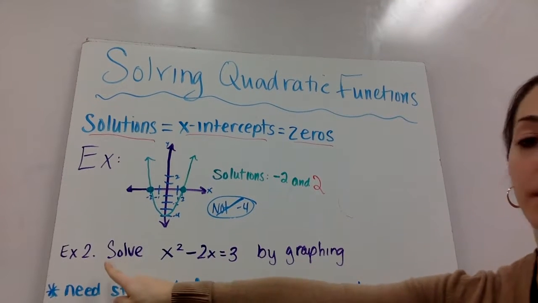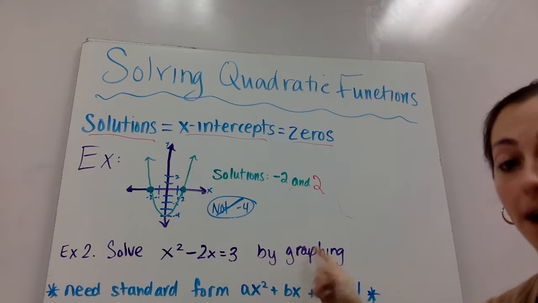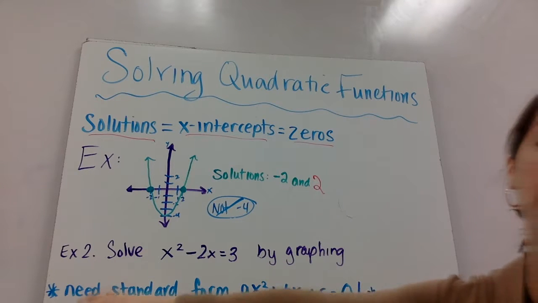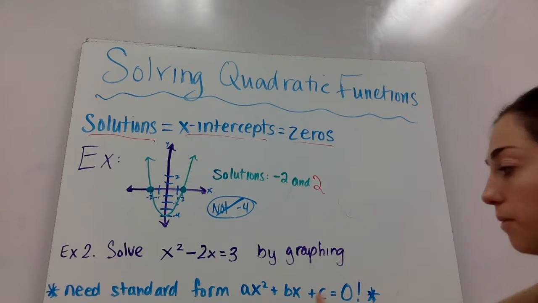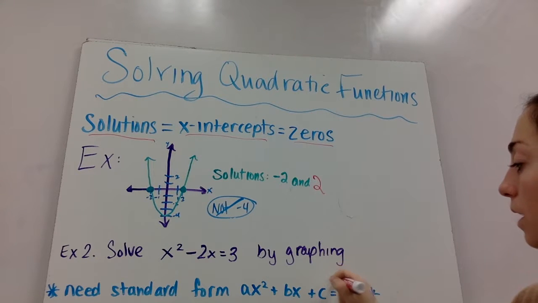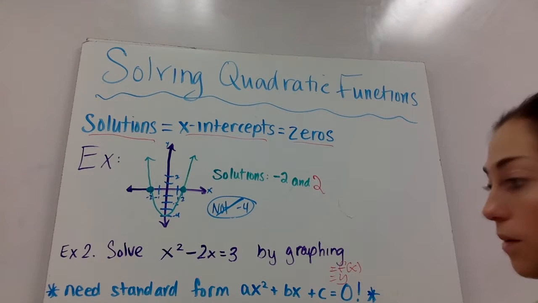So say we have this equation, example 2, solve x squared minus 2x equals 3 by graphing. So note here, we need standard form in order to start this, right? We need it equaling 0 or equaling y or even equaling f of x. They all mean the same thing. You have your standard form x squared plus bx plus c on one side, and the other side is either f of x, y, or 0.